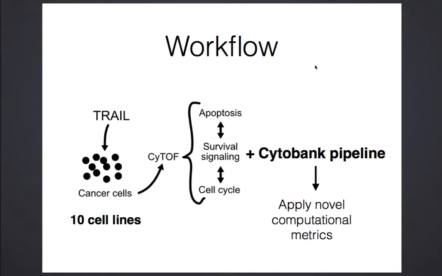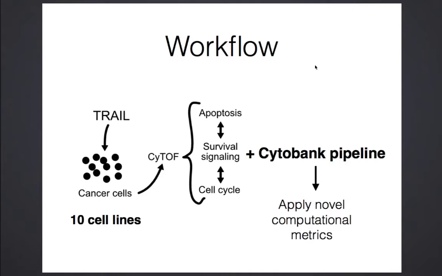We added TRAIL, the recombinant drug itself, a recombinant ligand, to 10 different cancer cell lines. We treated them for different time periods. We put them through mass cytometry with a panel comprising different factors that we saw earlier in the slide, the downstream pathway factors that capture apoptosis, survival signaling, as well as cell cycle.